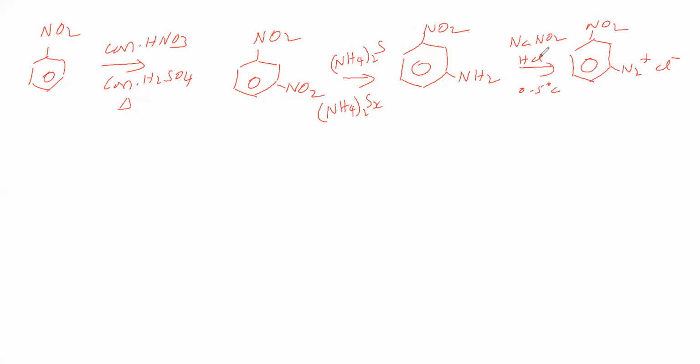Next, we will replace the diazonium group by an OH group. How to do this? Take aqueous sodium hydroxide solution. If we take aqueous sodium hydroxide solution, this OH minus attacks this carbon, replacing the diazonium group, and N2 leaves. So we got metanitrophenol. Next conversion we'll see.